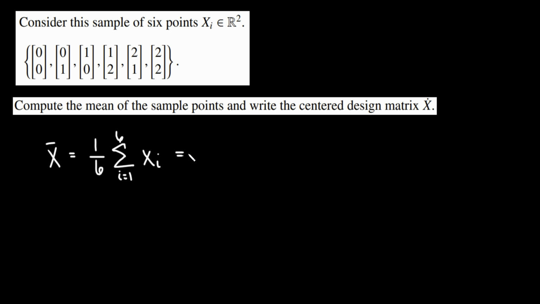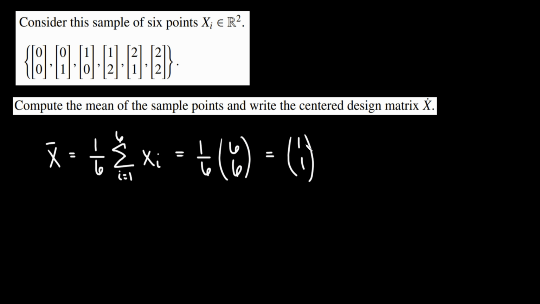And so this will end up being 1 over 6 times, let's see. For the first element here, we have 0 plus 0 plus 1 plus 1 is 2, plus 2 is 4, plus 2 is 6. If this is machine learning, you can think of these as features for each sample point. And then the second feature sum would be 0 plus 1 is 1, plus 0 is 1 still, plus 2 is 3, plus another 3, so we're going to get a 6 again. And so we see that the mean is 1, 1.